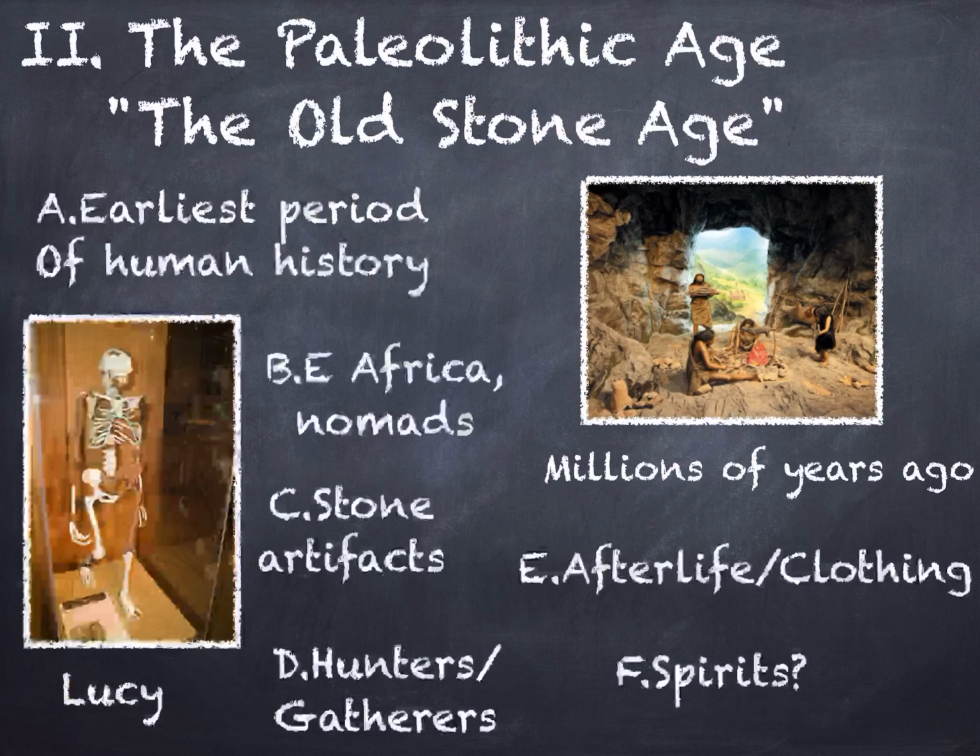Now, we do have an idea about what these people believed in. Once again, the anthropologists and the archaeologists got together and they came up and talked about culture and how these people lived. Now, we believe that they believed in an afterlife. We believe that they wore clothing. And we believe that they believed in spirits.